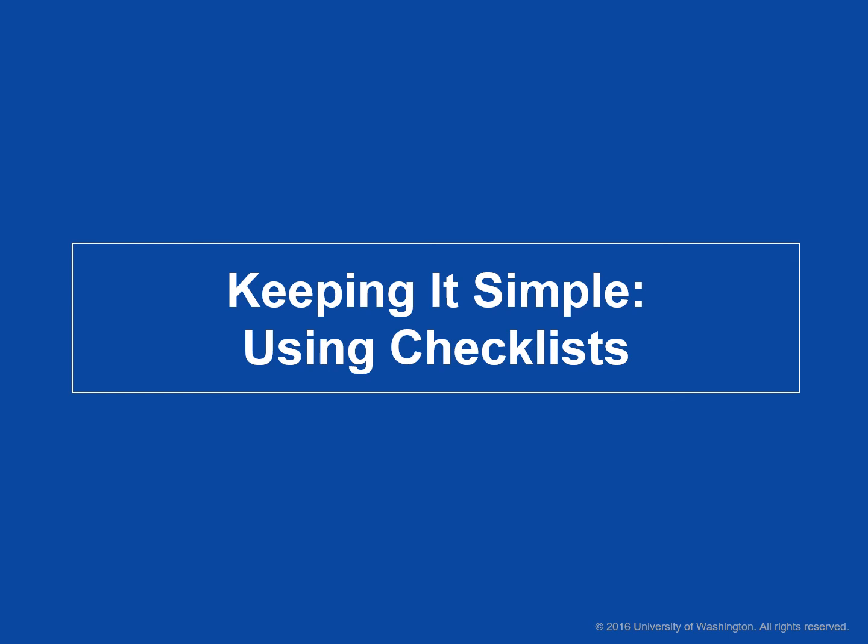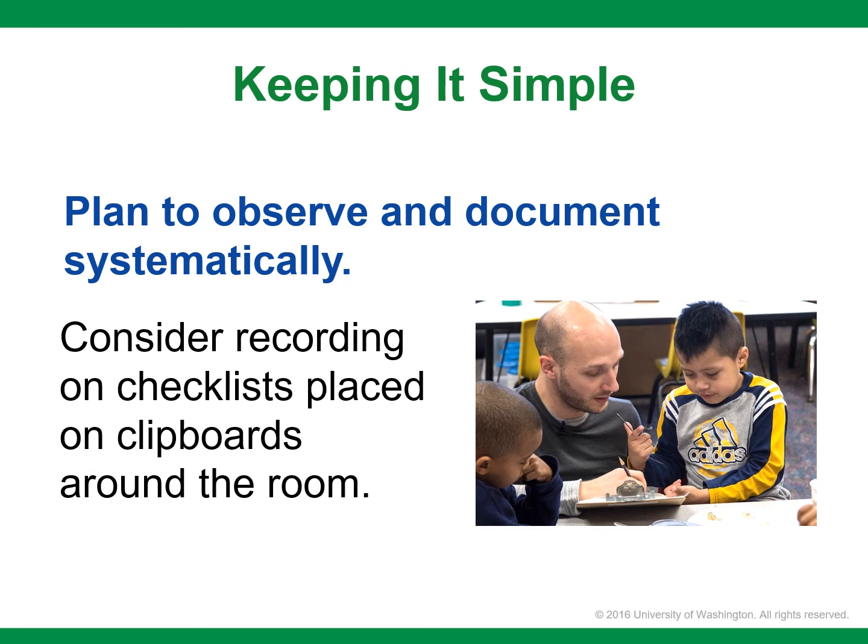Okay, so let's keep it simple and talk about using checklists. When using checklists for ongoing child assessment, it's important to try to keep it very simple. Figure out how you will systematically observe and document child progress towards meaningful goals. For example, you might consider recording information on checklists placed on clipboards around the classroom to facilitate easy access and to avoid missing assessment opportunities.